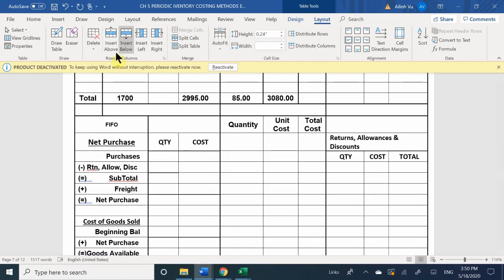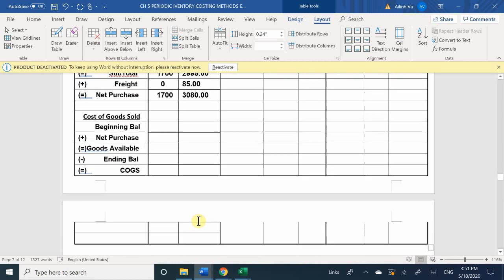All right. Okay. So purchases. How many items did we purchase? 1,700. How much did it cost us for those 1,700? $29.95. Okay. Did we have any purchase returns and allowances? No. All right. So our subtotal is 1,700 items for $29.95. How much was our freight? $85. Okay, so therefore we still have 1,700 items, but how much is our total? 3,080. Mm-hmm.